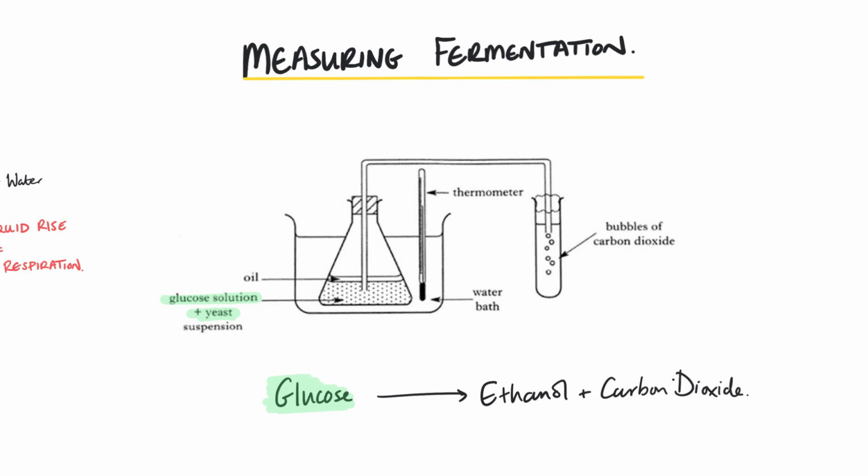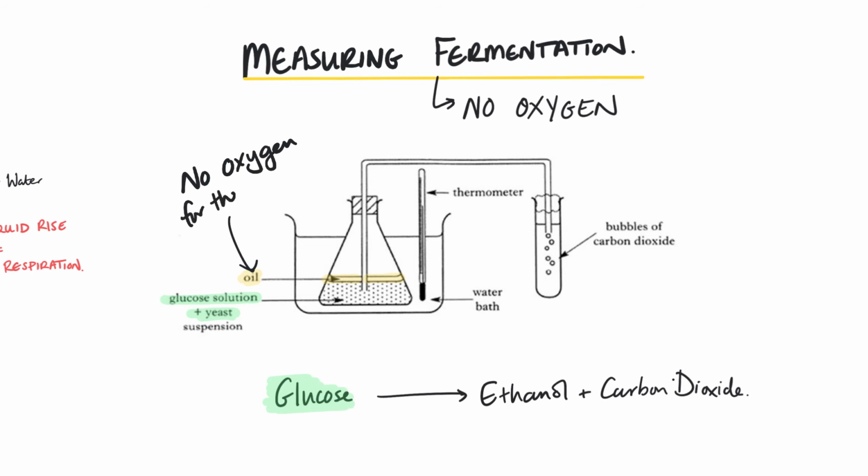However, you'll see above your glucose and yeast suspension, you have got a layer of oil. Thinking about the fact we're looking at fermentation, we don't want to have any oxygen in this experiment. So what the oil does is it just floats on the top and seals the experiment below from the air above in the conical flask. So you're going to have no oxygen in that surroundings, so it has to be fermentation that happens. If the oil wasn't there, it would be aerobic respiration, because the yeast would use up the oxygen that's above them in the conical flask.